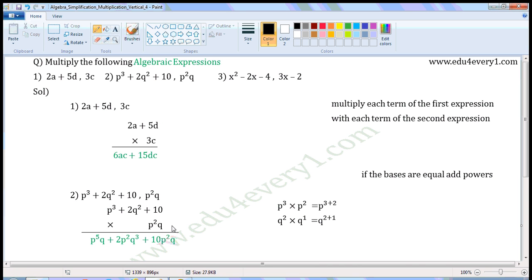If the bases are equal, let us simplify this in the rough work. Q to the power of 2 into, we can write q as q to the power of 1, is equal to q to the power of 2 plus 1, that is equal to q to the power of 3. So plus 2 q square into p square q is equal to plus 2 p square q cube. Now plus 10 into p square q is equal to plus 10 p square q. So the result is p to the power of 5 q plus 2 p square q cube plus 10 p square q.